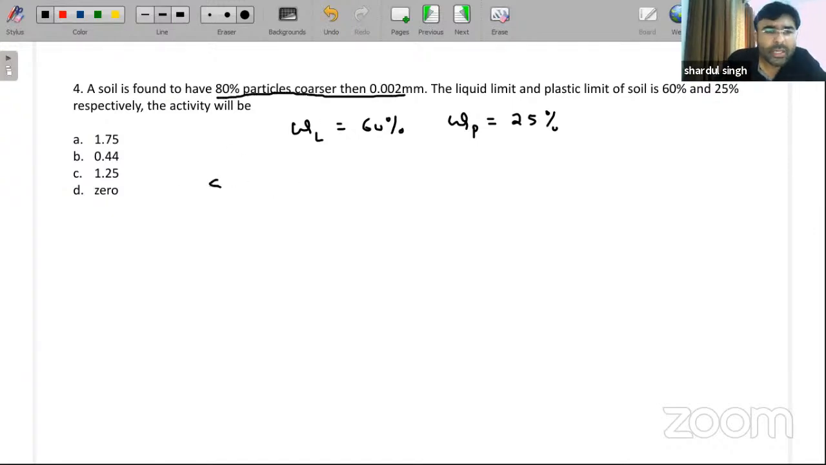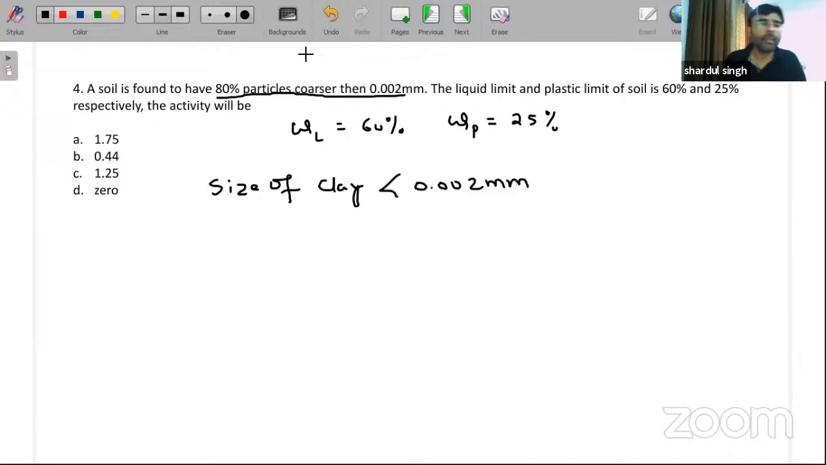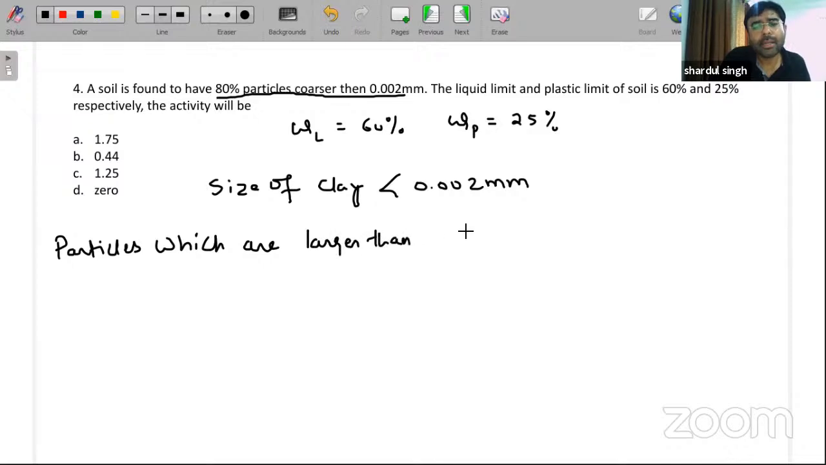We very well know the size of the clay. What is the size of the clay particles? That is less than 0.002 mm. So as the soil is found to have 80% particles coarser than 0.002 mm, it means in the given soil, the particles which are larger than clay size are 80%. Because the size of the clay is less than 0.002, and in the question it has been said that 80% of the particles are coarser.